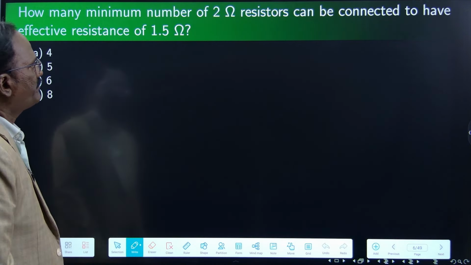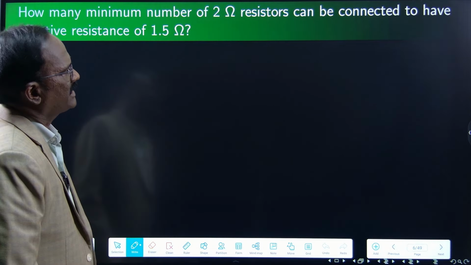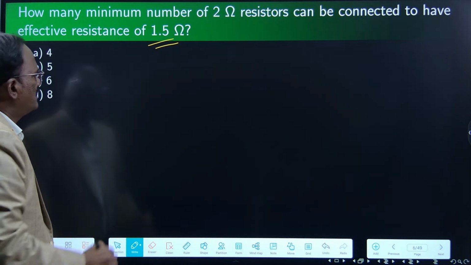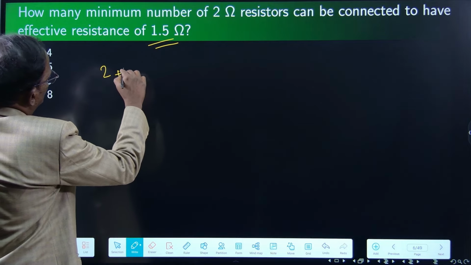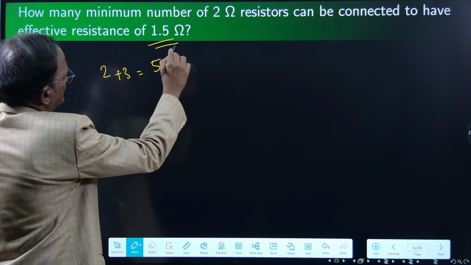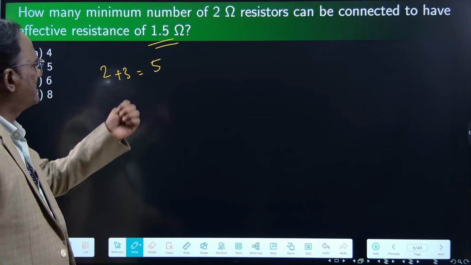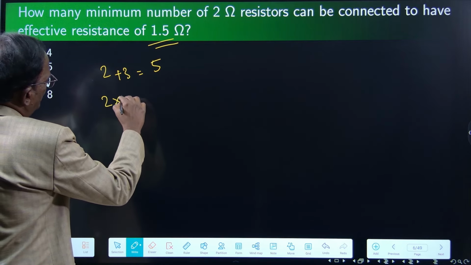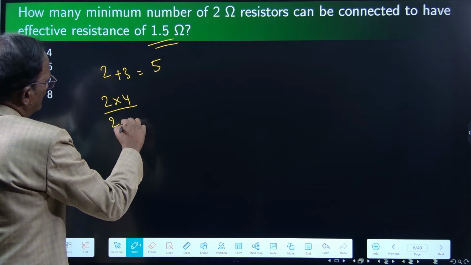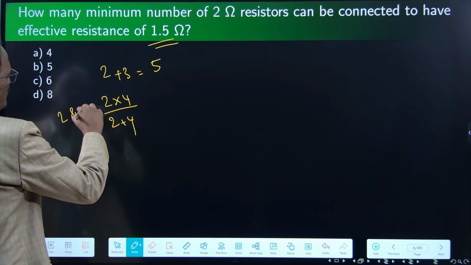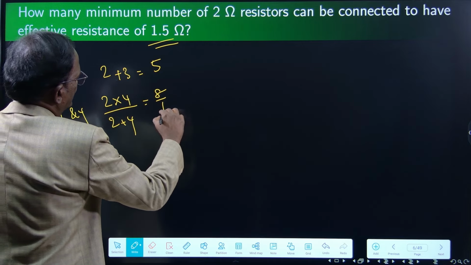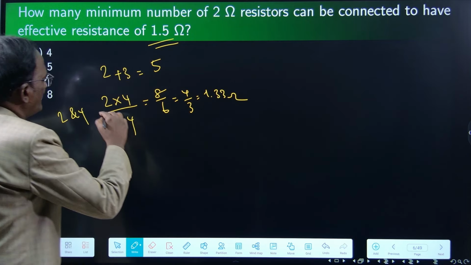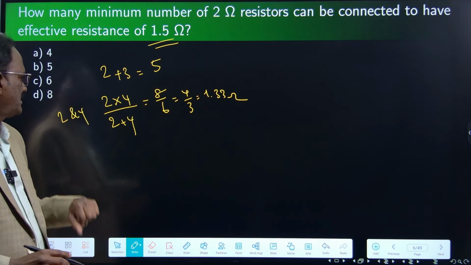How many minimum number of 2 ohm resistors can be connected to have effective resistance of 1.5 ohms? See, if we connect two resistors in series, their value will be increased. If we connect two resistors in parallel, for example, 2 and 4 ohms, 8 by 6, 4 by 3, that is 1.33 ohms. Lesser than the minimum resistor.